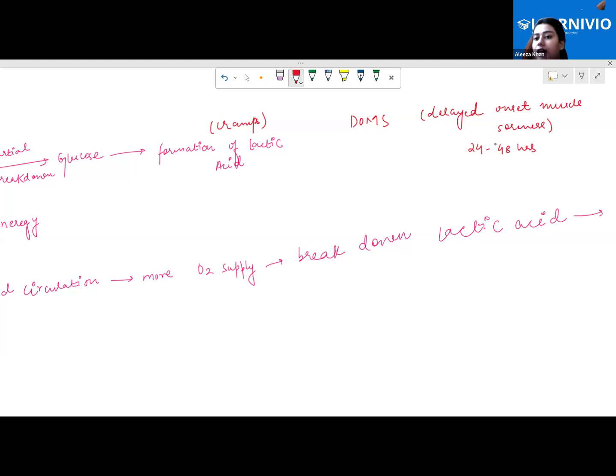Then further, this lactic acid is causing pain now. What to do to prevent this? Usually it is recommended that you take a bath with warm water. Any logic behind that?